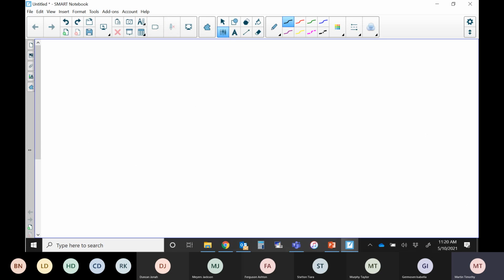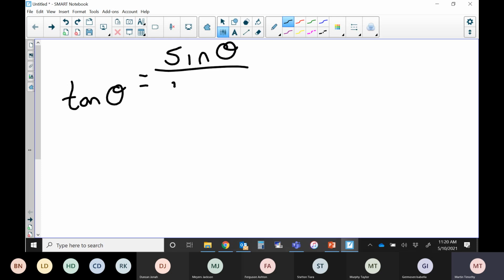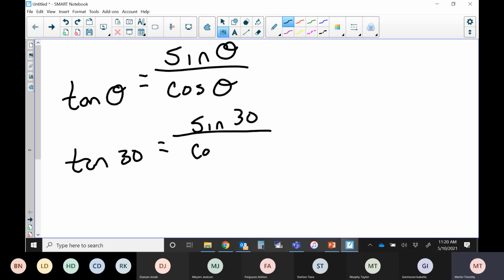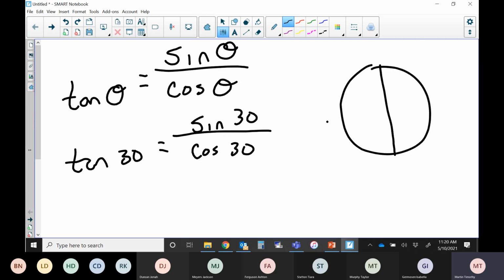All right, next thing we need to discuss is tangent. Tangent of theta is equal to the sine of theta divided by the cosine of theta. So like if I asked you for the tangent of 30 degrees, you would actually do the sine of 30 and divide it by the cosine of 30. So you're going to go, okay, this one is square root of 3 over 2, 1/2.